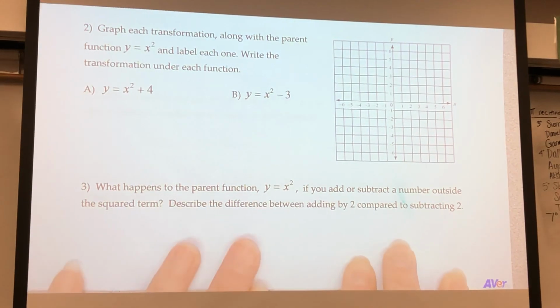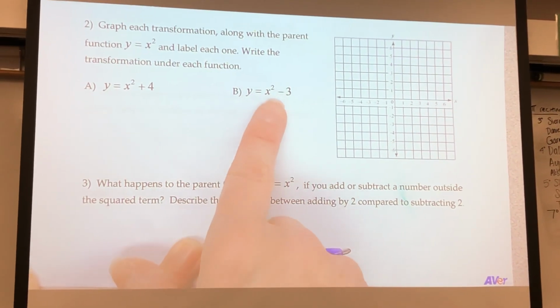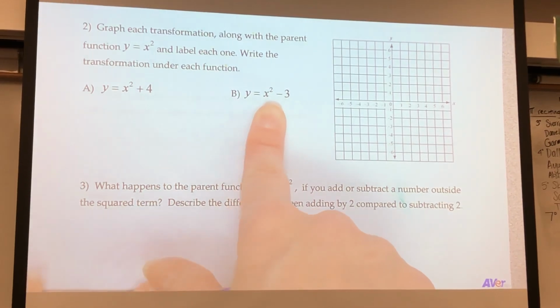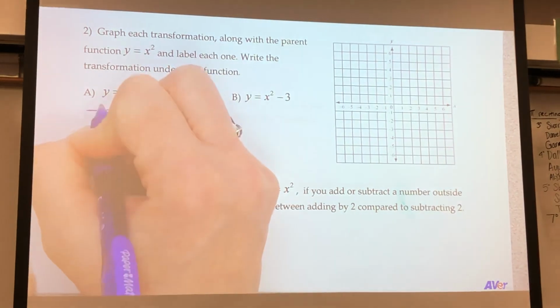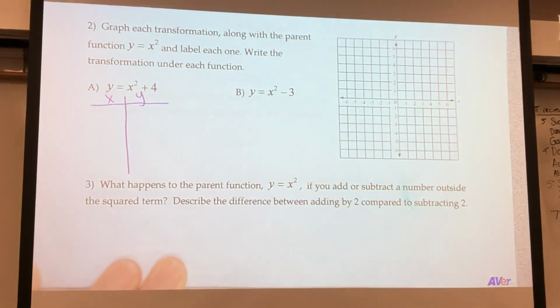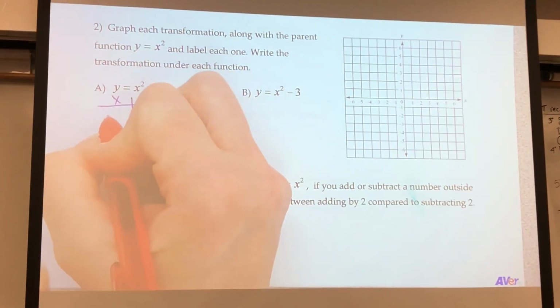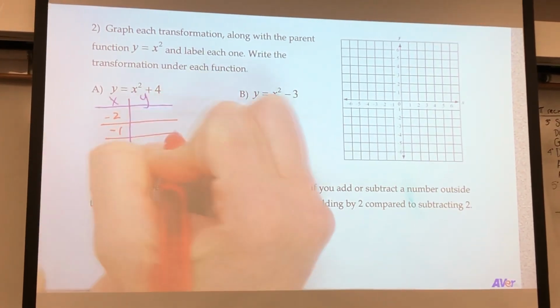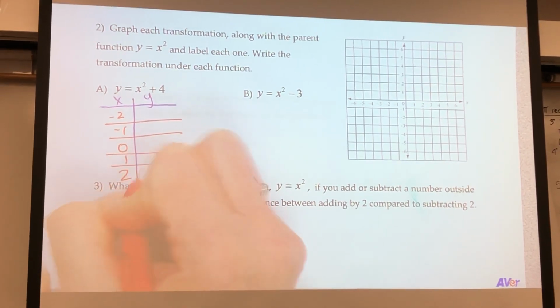So when I look at this, we're going to take the function, we're going to see what happens when I add 4 to the back or I subtract 3. So I'm going to start with the same values I had before. My x and y table. Actually, I'm going to do this in a beautiful, beautiful color here. Let's do it in red. I'm going to have -2, -1, 0, 1, and 2.